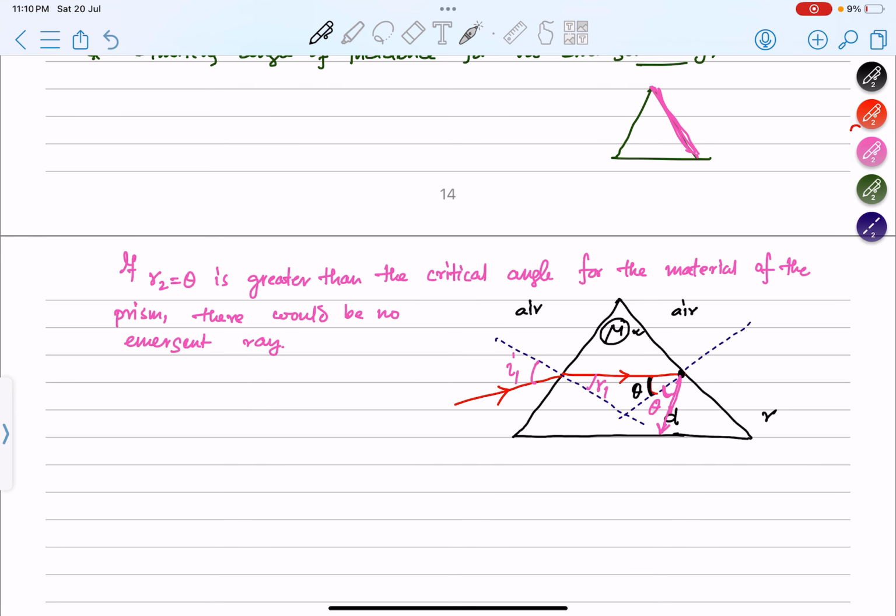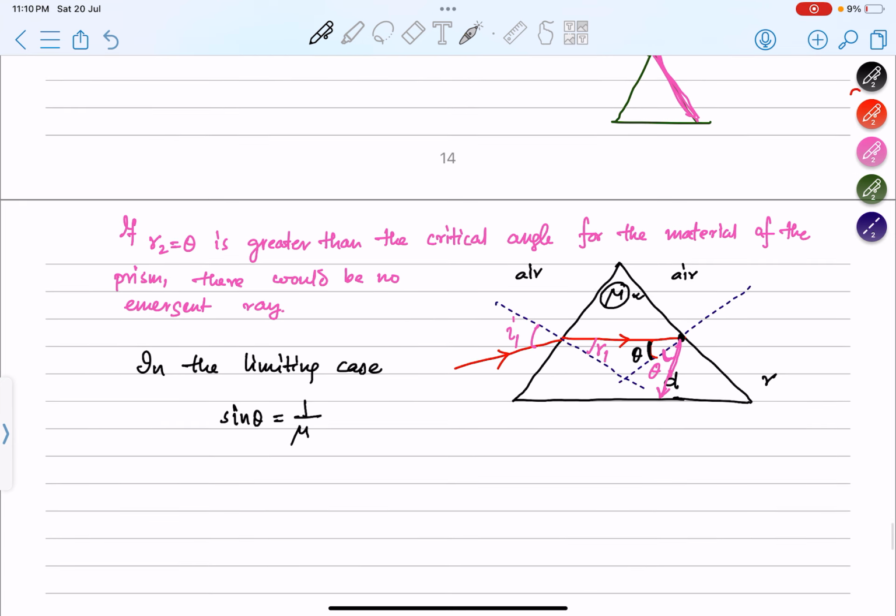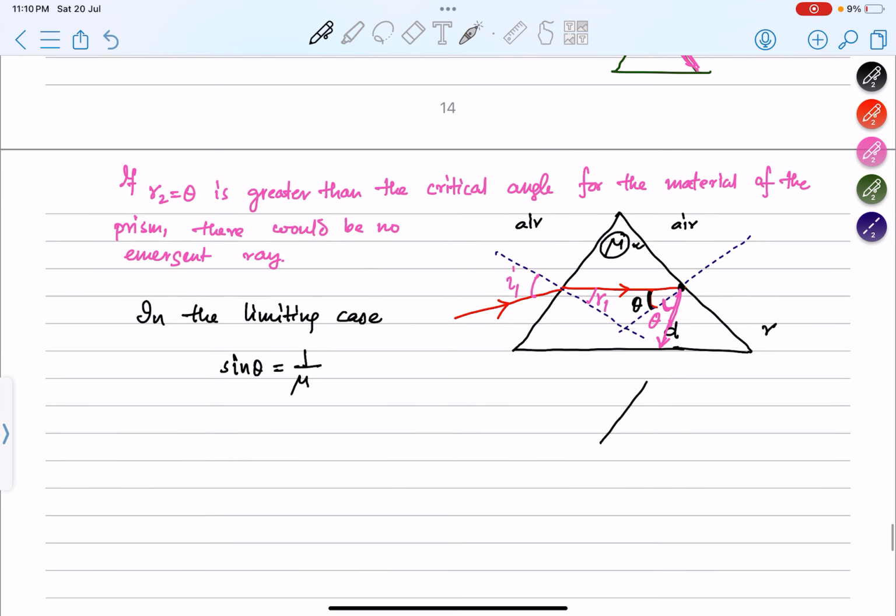If theta becomes the critical case, sorry, in the limiting case, if you consider the limiting case, limiting case means that the angle of incidence theta is just equal to the critical angle. So in the limiting case, what happens? We have already discussed in total internal reflection that sine theta will be equal to 1 by mu. We discussed that.